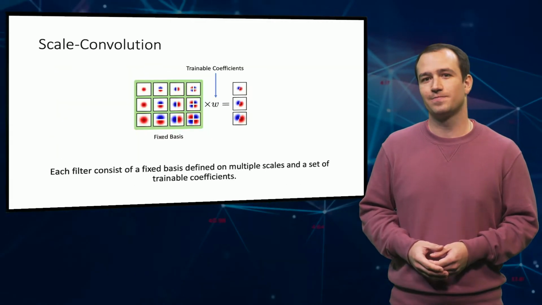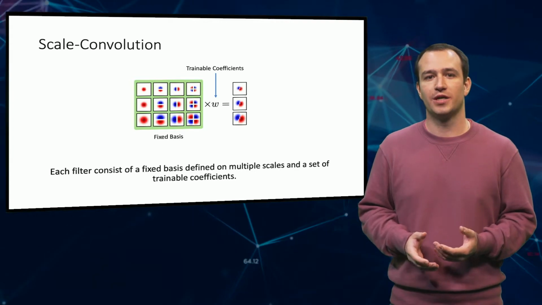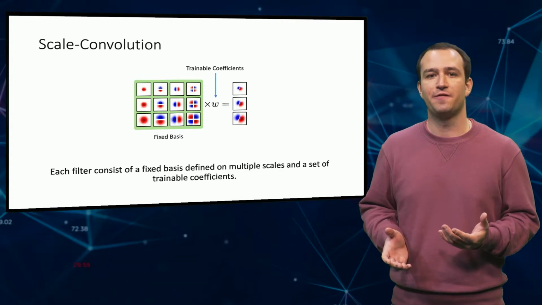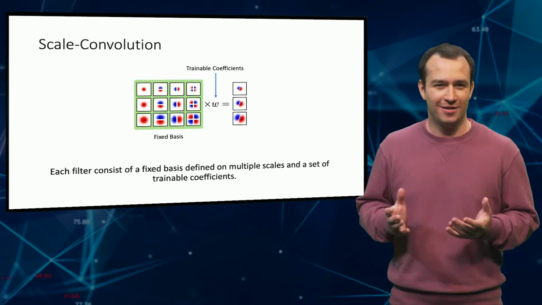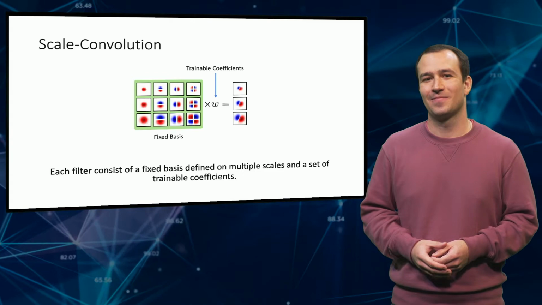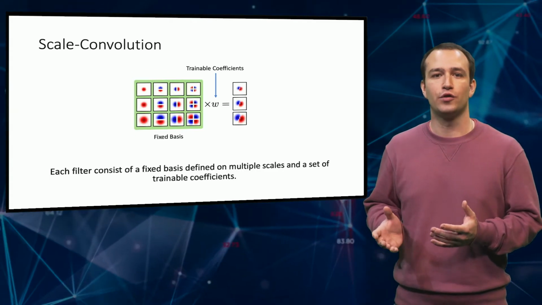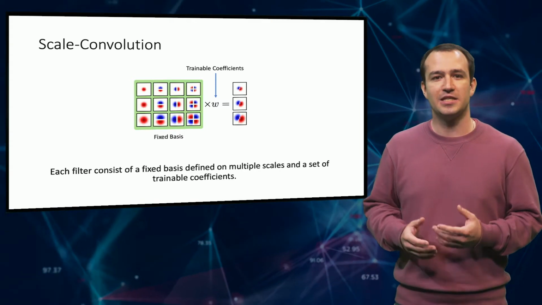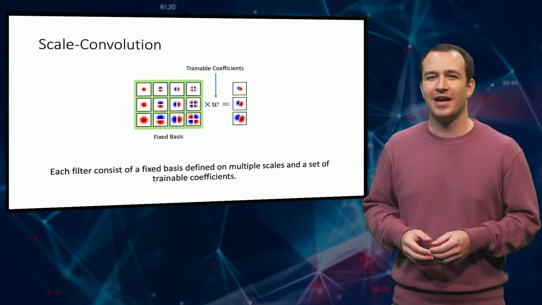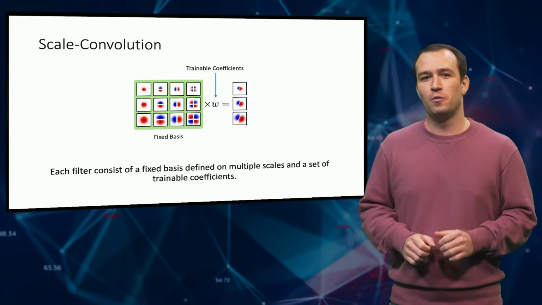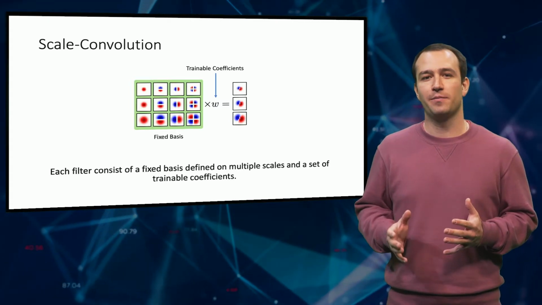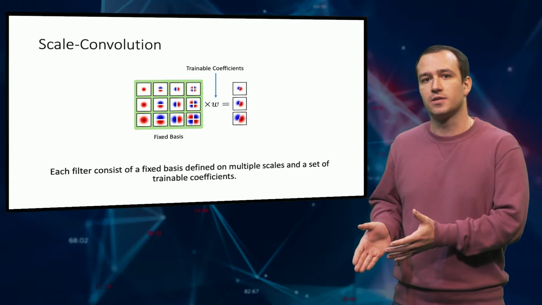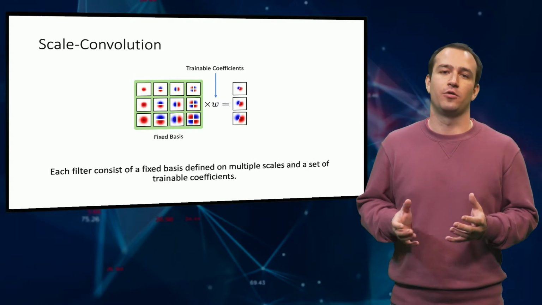In order to do this, we need to somehow work with objects of different sizes. For this, we create filters defined on multiple scales. Let's assume that we have 3 scales. We first calculate a basis of two-dimensional functions defined on these scales. The basis is pre-calculated and fixed, and it's not updated during training. We multiply the basis by a set of trainable coefficients to obtain filters that are as flexible as the standard ones, but additionally, they are defined on multiple scales.